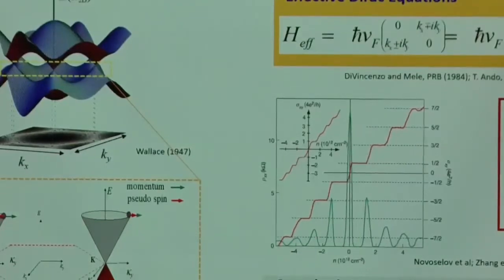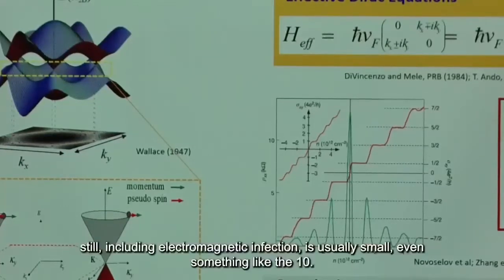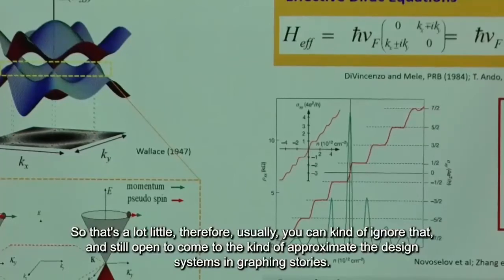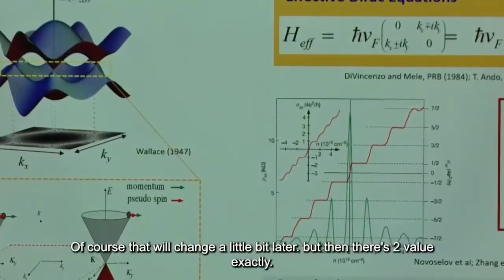With some magnetic field, of course, you have to include the Zeeman energies. But typically, compare them with all of the other energy scales, including electron-electron interaction. Zeeman energy is usually very small, even at something like the tens of Tesla level. Therefore, usually you can ignore that, especially when the system is reasonably disordered, and spin often just comes as an approximately degenerate system in graphene stories. Of course, that will change a little bit later.